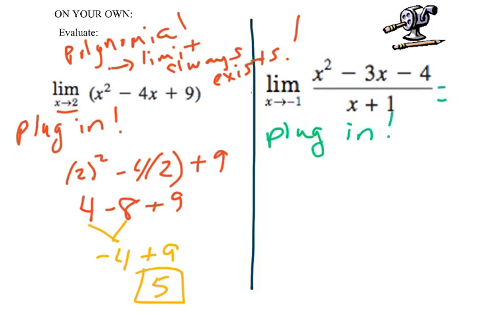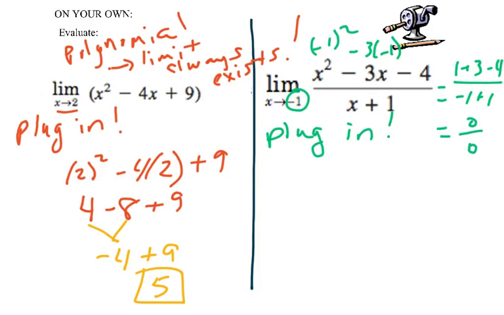Now, when you plug in, you're going to get 1 squared minus 3 times 1 minus 4 over, that's a negative 1 that we are approaching. So I just did that wrong. X is approaching negative 1. Well, negative 1 squared is positive 1. This is going to be minus 3 times negative 1, which is going to become a positive 3 minus 4. Then we get negative 1 plus 1. So we end up with 0 over 0 again.